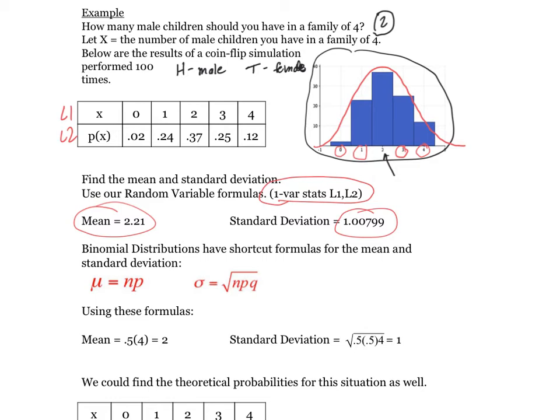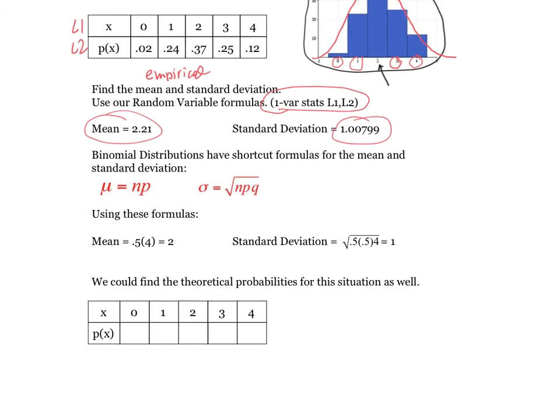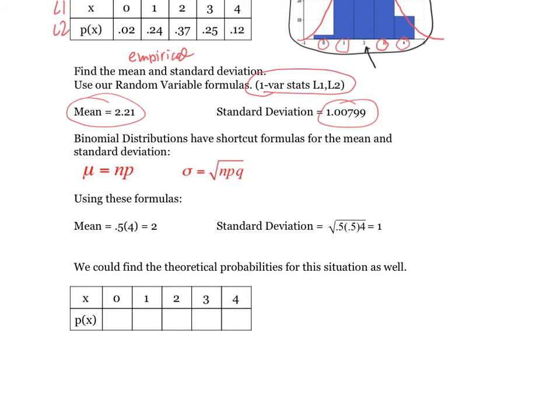Now this is an actual simulation, so remember this is empirical probability, the results of an experiment, okay? But here's where knowing this is a binomial situation helps. Binomials have shortcut formulas, okay? The mean of a binomial is simply n times p, where n is the number of trials and p is the probability of success. And for the standard deviation, we have the square root of n times p times q.